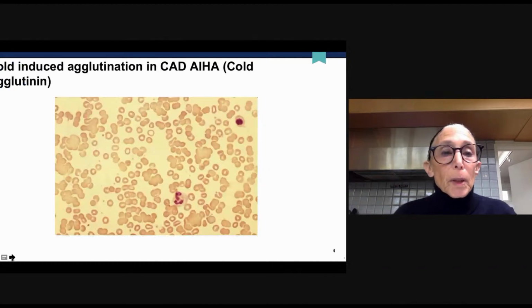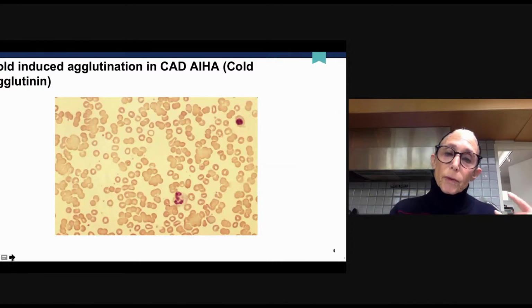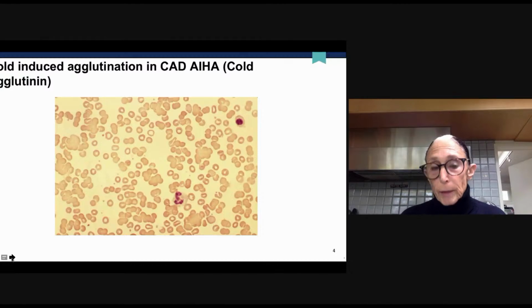So you all are familiar with this smear, the one that the lab calls you and says, we can't make a good smear because everything's agglutinating in the tube. And as you can see, lots of agglutinates here, induced by relatively cold temperatures. Nuke red there and poly there.